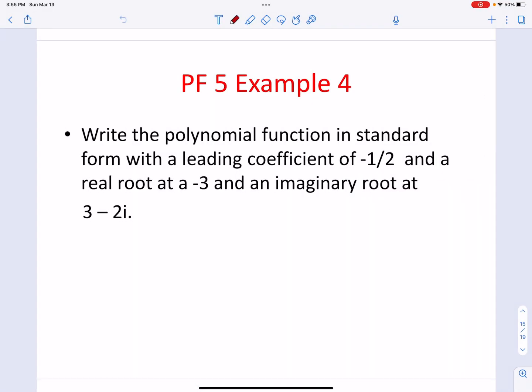All right, this is a continuation of the one I didn't finish. Sorry, the bell rang the other day. So this is PF5, example 4.